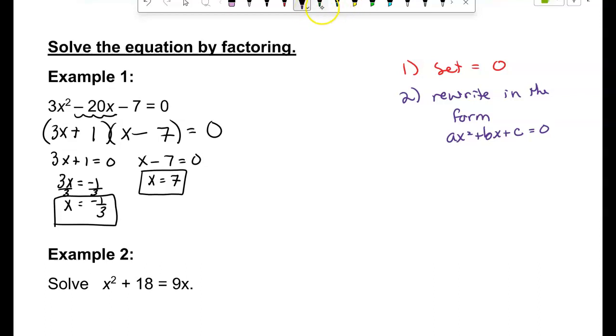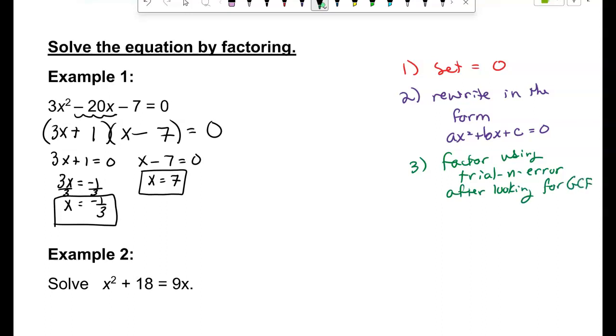Then what do you do next? Factor using trial and error after you check for what? After looking for what? For GCF. Because, hey, sometimes we don't think it's a quadratic equation, but maybe I can factor a variable out. All of a sudden, then we have quadratics we can work with. And then, when you are done, last step, set each factor equal to 0 and solve.